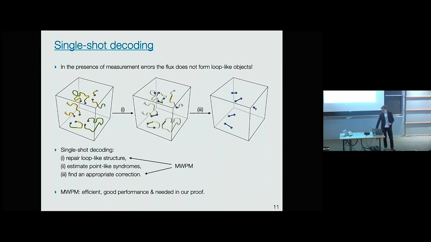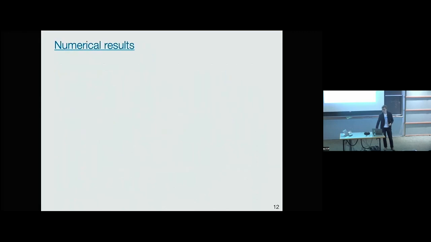And now let me convince you that it actually works. What we've done is we ran some numerics. We looked at IID Pauli X noise with some rate p, and also there was measurement noise that flips the measurement outcome with probability p.